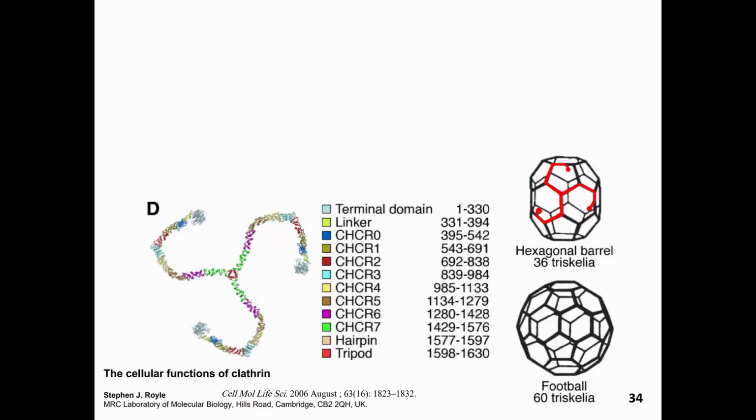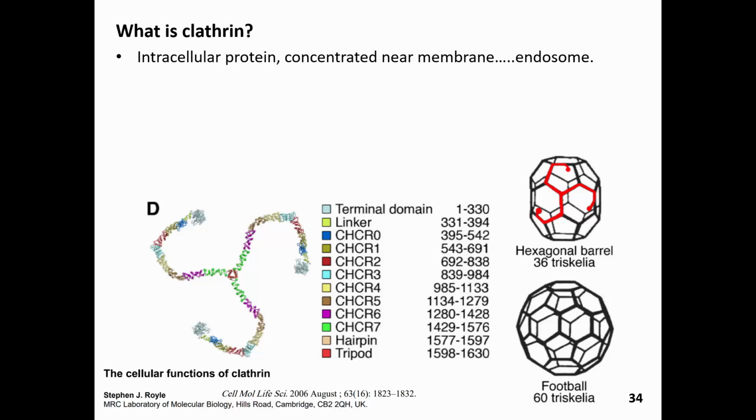In this lecture, we're going to examine a protein called clathrin. Clathrin is an intracellular protein that's concentrated near the membrane. It is involved in the formation of an endosome, and this is part of the receptor-mediated endocytosis process that takes place in neurons.